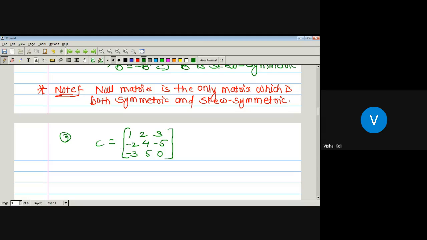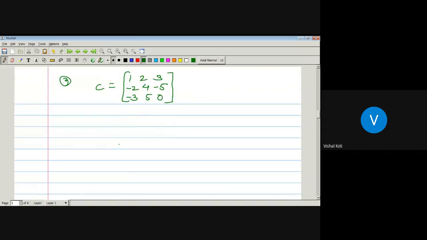Now tell me whether matrix C is a skew symmetric matrix or not. No. Why? Because its diagonal elements are non-zero. Yes, here the elements A11 and A22 are both non-zero. So by the definition of skew symmetric matrix, C is not a skew symmetric matrix.